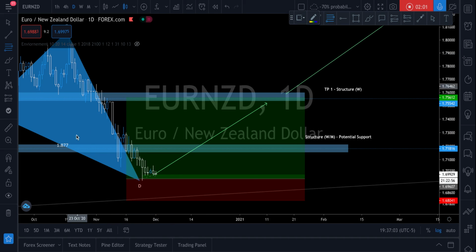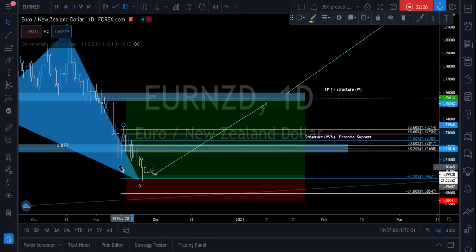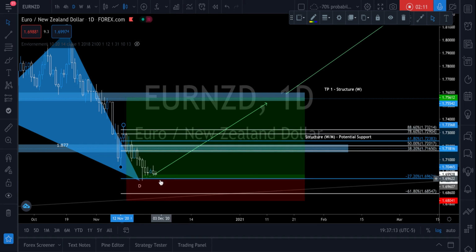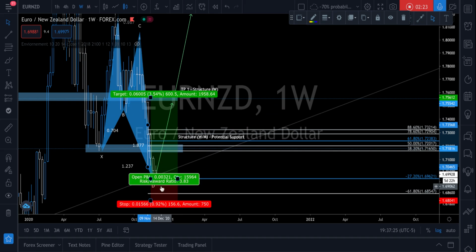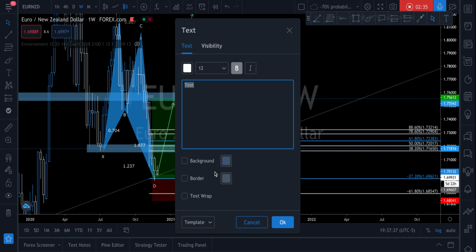Unfortunately, we don't have a very easy leg to identify. But we can use the previous leg to get information on this leg, and we can see that the previous leg indicates the 127 extension aligns really well with where this resistance or potential support is. Let's go back up to the weekly and show you. You can see it aligns with this trend line, which also aligns with this 127 fib area. So it would be a good point for us to write down as well.